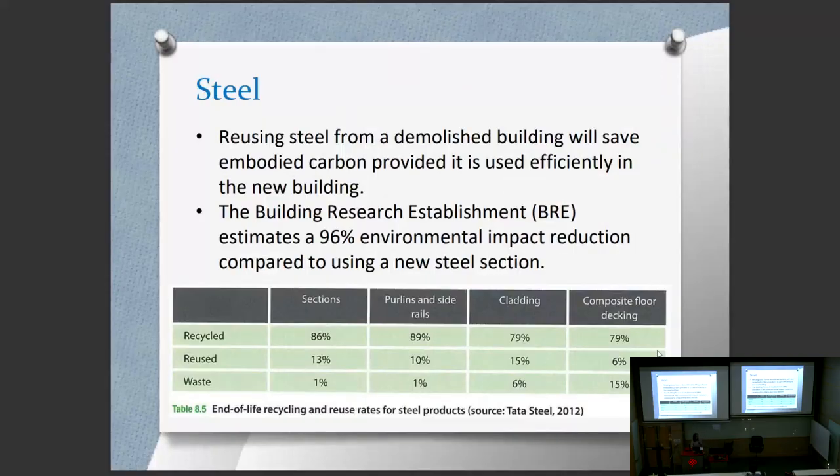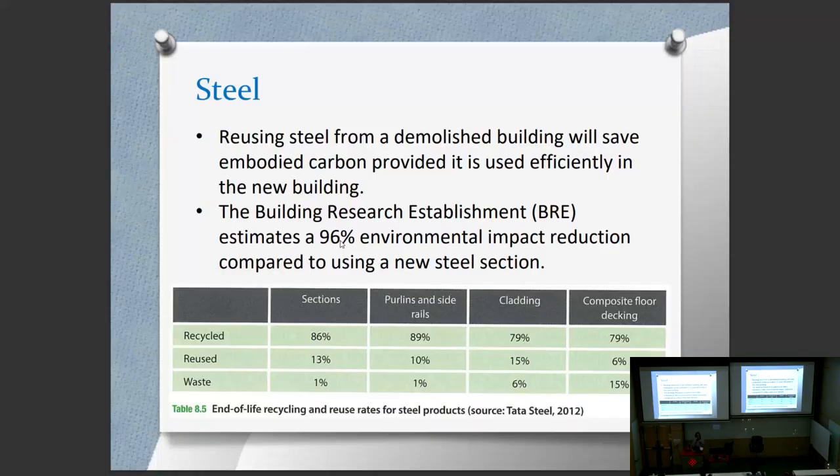Reusing steel from a demolished building will save the embodied carbon provided it is used efficiently in the new building. The BRE, which is the Building Research Establishment, estimates that around 96% of the environmental impact reduction compared to using new steel sections. So by reusing the steel, we can save 96% of the environmental impact.